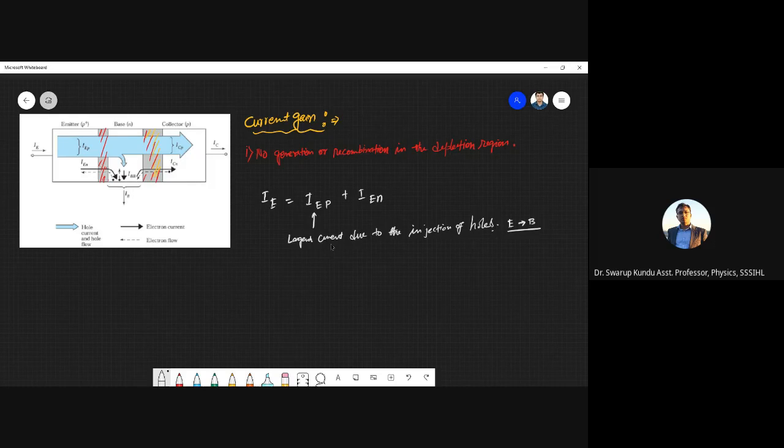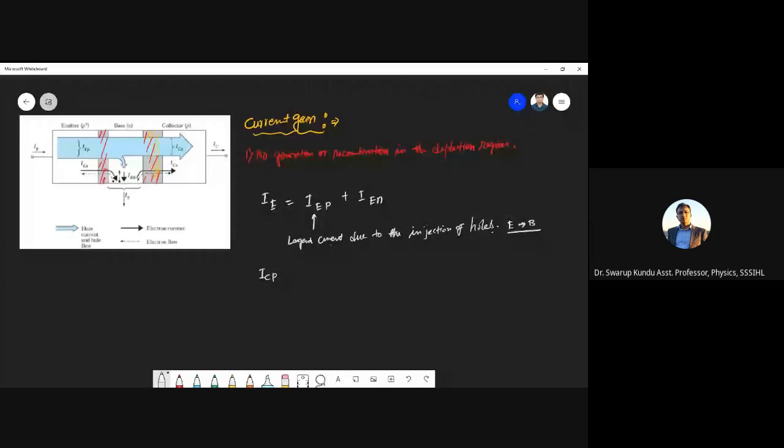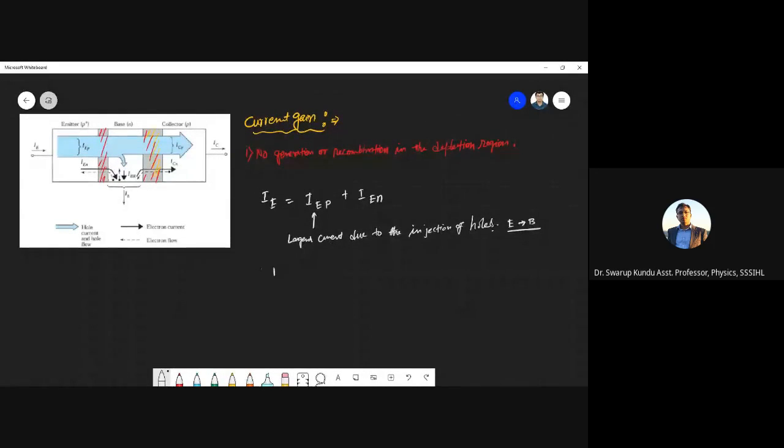And then what will happen? Most of the holes will reach the collector, and it will contribute to a current of ICP. But some holes will recombine in the base, so that will contribute to a current. The difference between these two, whatever enters the base from the emitter side, IEP, minus whatever enters the collector, ICP, gives you the base recombination current.